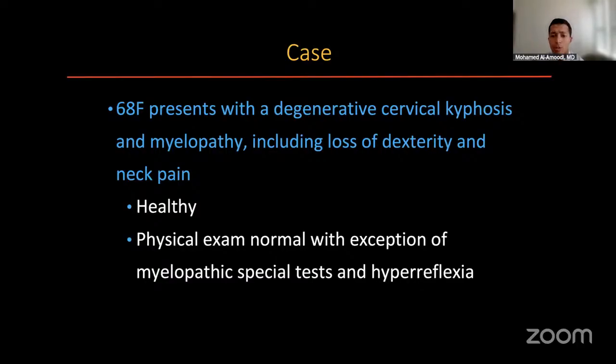Okay. So the case I have here is a 68-year-old female, otherwise unremarkable past medical history, presenting with neck pain. For the most part, it was dexterity issues and symptoms and signs consistent with myelopathy. This has been going on for years, so it's chronic. Her physical exam was consistent with myelopathy. All the special tests were positive and she had hyperreflexia. This was seen at an outside hospital. Next slide, please.